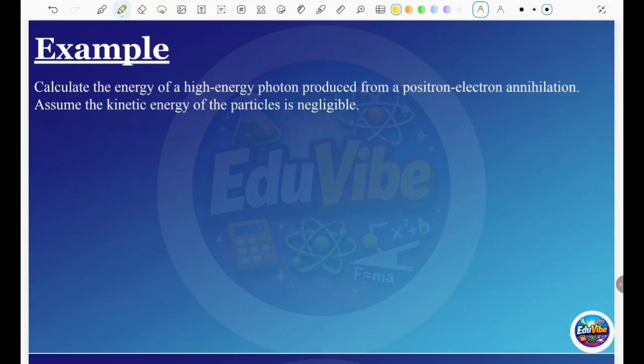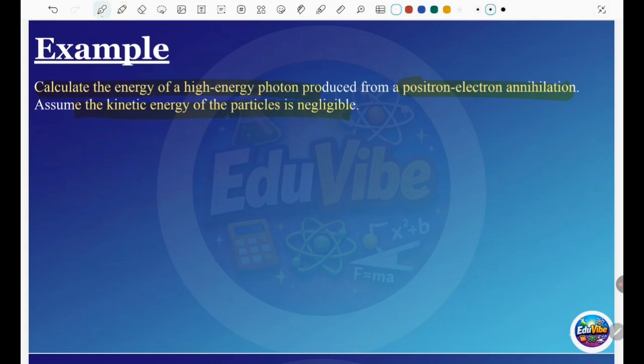When you get an antiparticle and a particle, they have mentioned an electron and positron annihilation. We have to calculate the energy of a high energy photon produced from an electron-positron annihilation. We assume the kinetic energy of the particles is negligible. So how can we start with that?